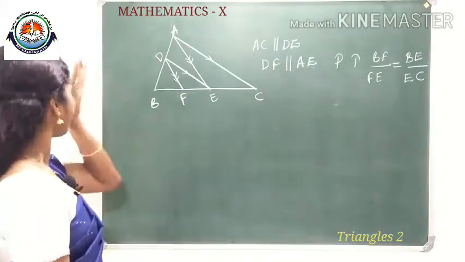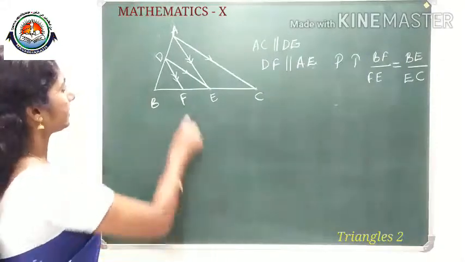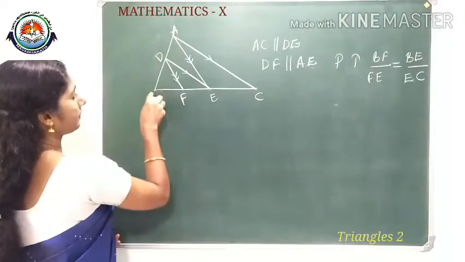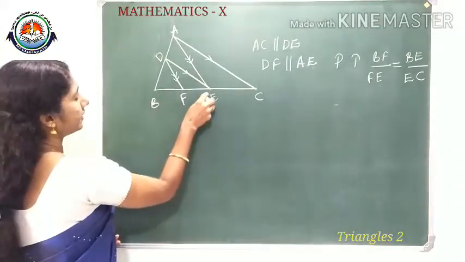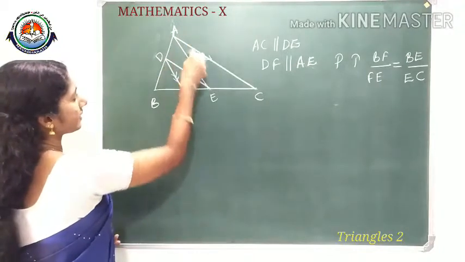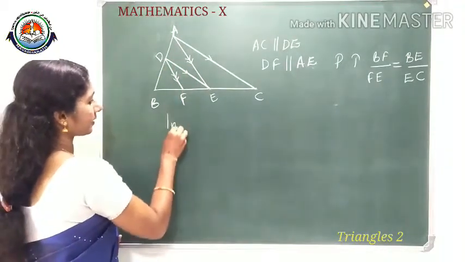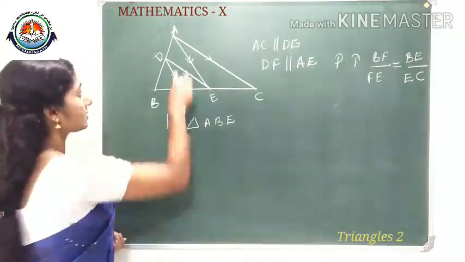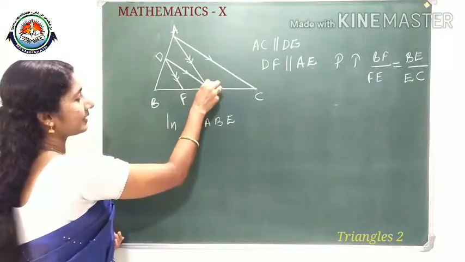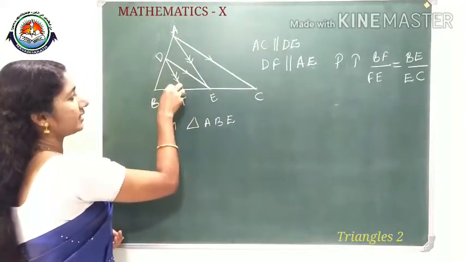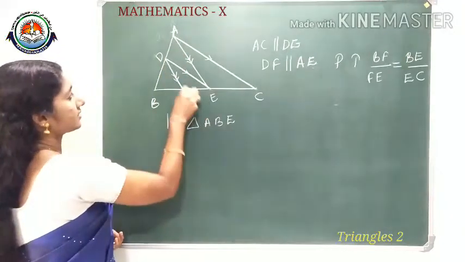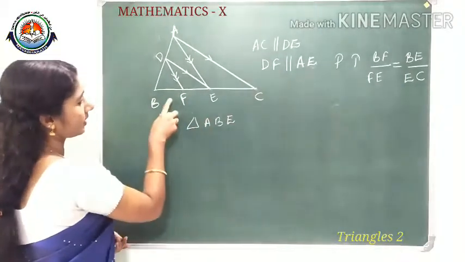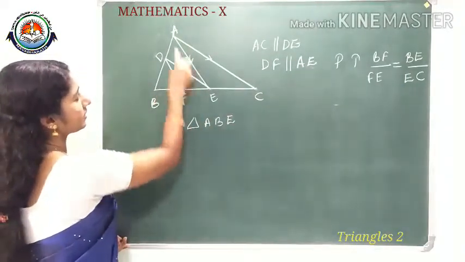See, which two lines are parallel given? DF and AE are parallel. So you can take the triangle ABE, because in ABE, DF is parallel to AE. So I am considering triangle ABE. Why did I take ABE? Because in ABE one side is AE and its parallel line DF intersects the other sides BE and AB. That's why I took it, and we need BF and FE, that's why we are taking one triangle including this side.